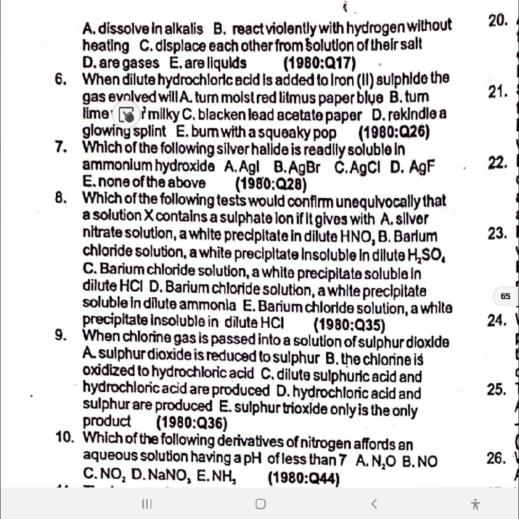So number 6 is option C. Whenever you react HCl and iron sulfide, you get H2S. H2S is called hydrogen sulfide. It darkens lead acetate paper.